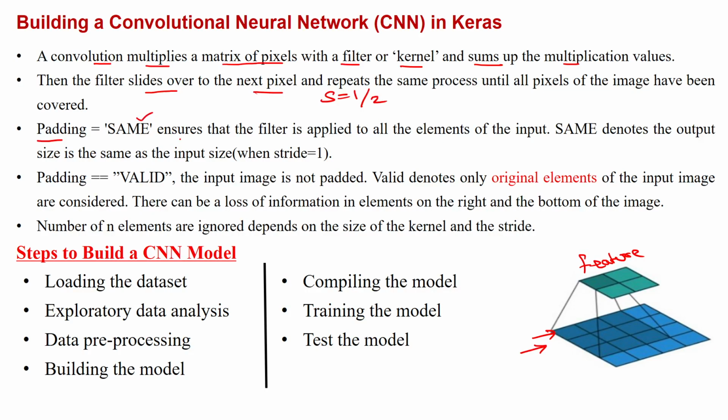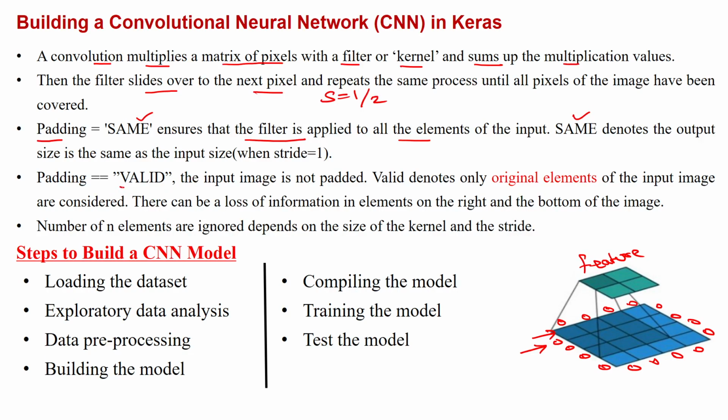One is same, which ensures the filter is applied to all the elements of the input. That means padding will be added, that means zero padding. So zeros will be added on all the sides of the input image: bottom, top, left, right, and all the sides will be zero padded. So that will be indicated by using same.